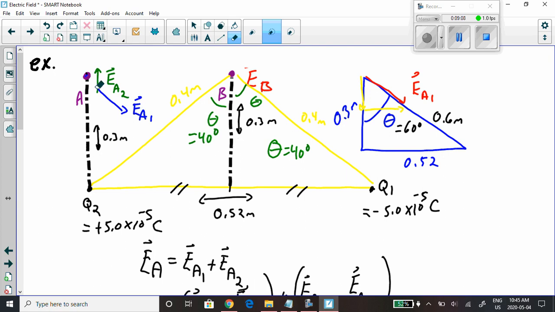1. So that's why I've written in the equation here that the electric field at this point in space, A, right here, is equal to the electric field at point A due to charge 1 plus the electric field at point A due to charge 2. So those fields added together.